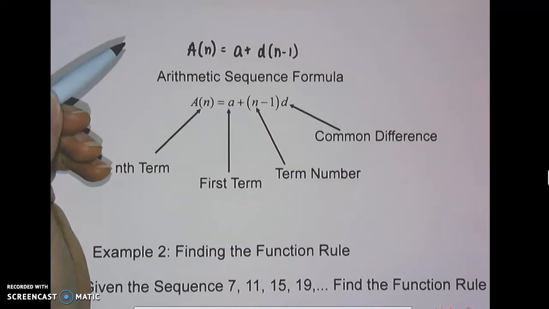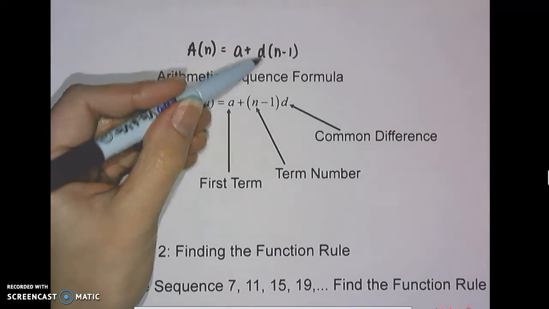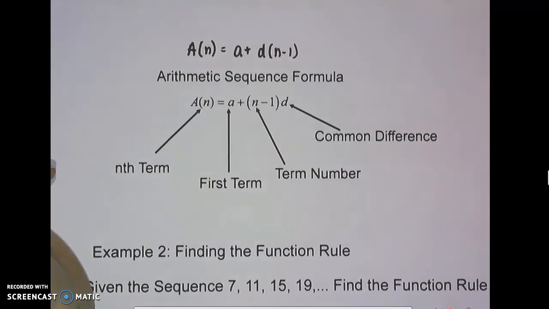It's the same thing. It's fine if you want to put the common difference in front of the parentheses or behind the parentheses. It doesn't matter. But we need to know what these things stand for so that we're able to build equations. So n is what term number we're dealing with.